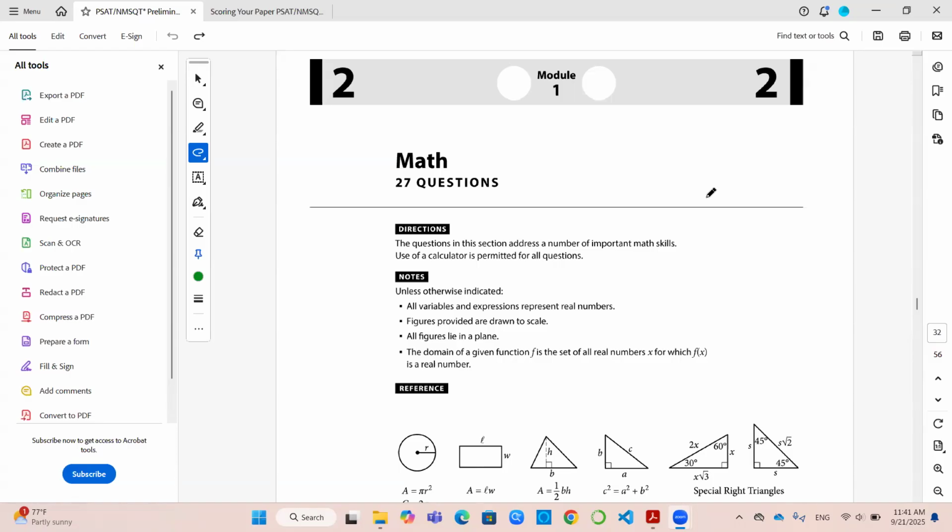Everyone. I'll be solving the PSAT Practice 2, the digital version, today. I will be doing a walkthrough of the math portion, and we'll get started.